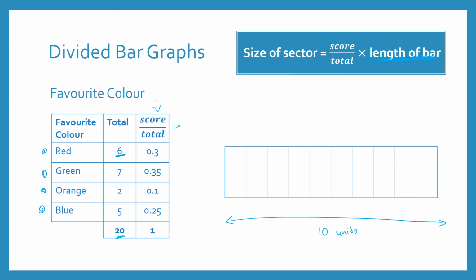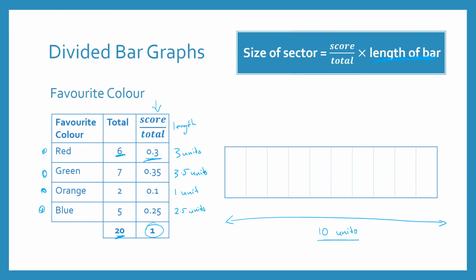So the length of each of these is going to be this number times 10, which will give us the number of units. So 0.3 times 10 is 3 units. 0.35 is 3.5 units. Then 1 unit and 2.5 units. Now, these should all add up to give us 1 or 100%. Now we can just go through and draw up our divided bar graph.